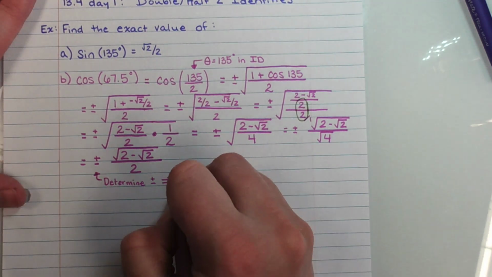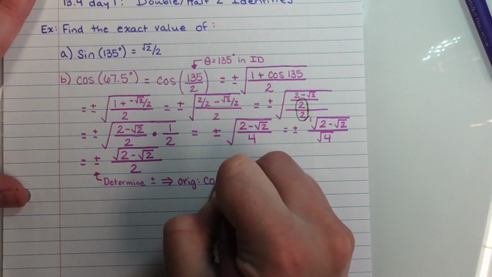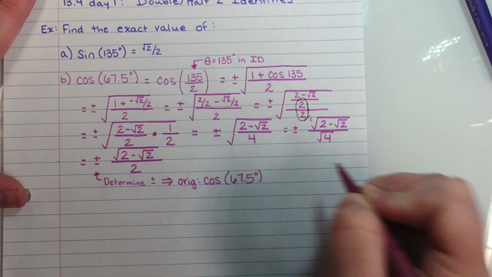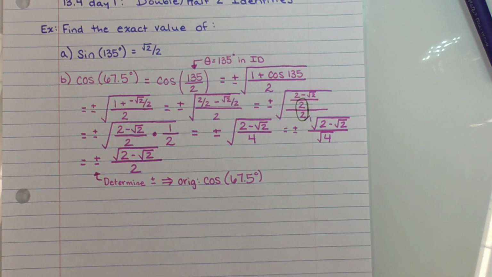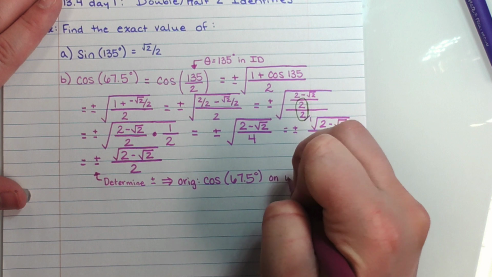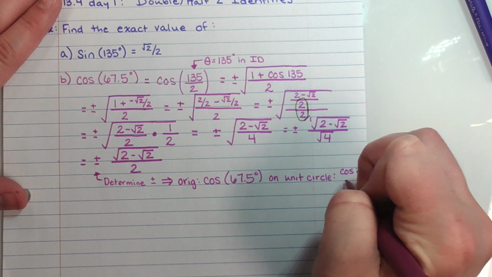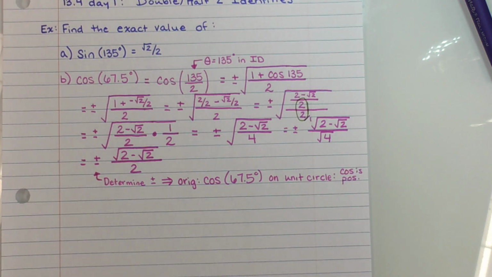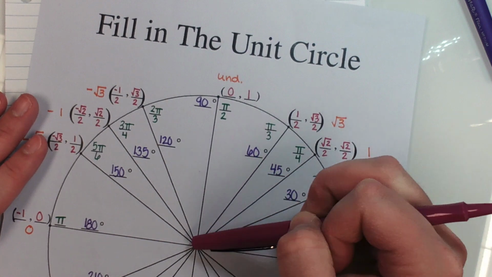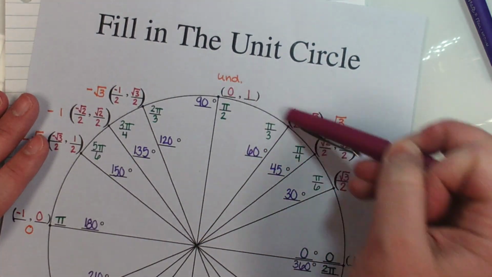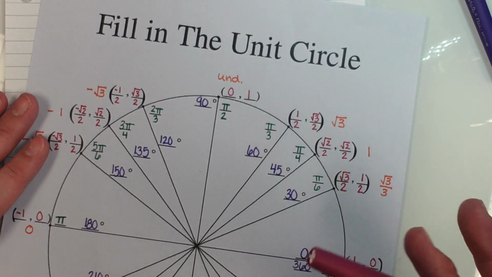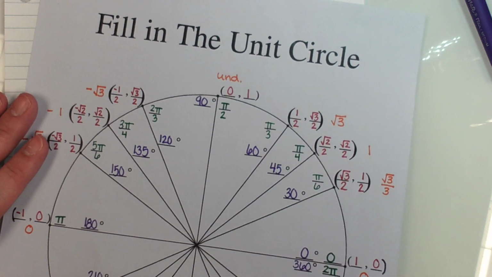The original problem was cosine of 67.5 degrees. At an angle of 67.5, should cosine be positive or negative? Use your unit circle if need be. At that angle, cosine should be positive. Because at 67.5 degrees, we're somewhere around like here-ish. And in this quadrant, all of the trig are positive, actually. But cosines are x values, and they are positive.